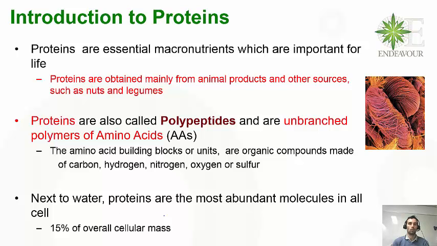For example, we need the collagen protein to maintain our skin. So you see here that the overall mass of the cell is also very high in protein, so 15%. So we need to be having a constant supply of proteins to be making more proteins, which helps sustain us.